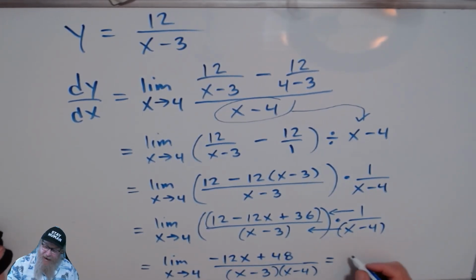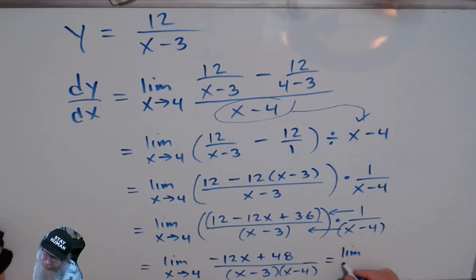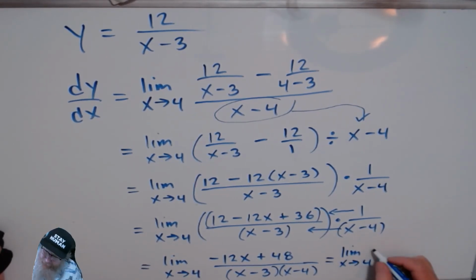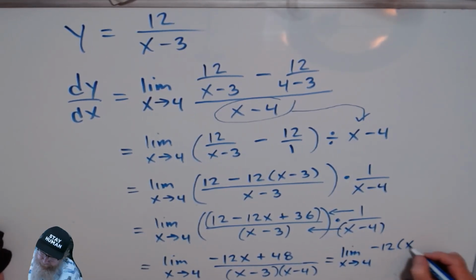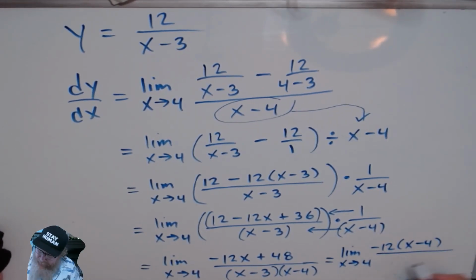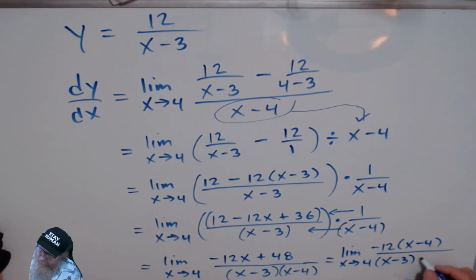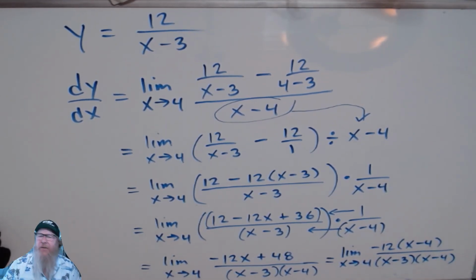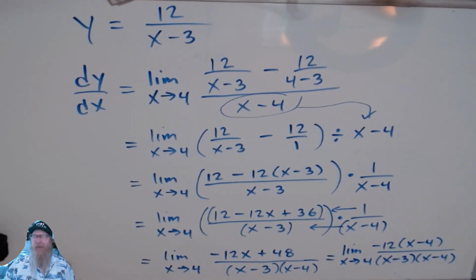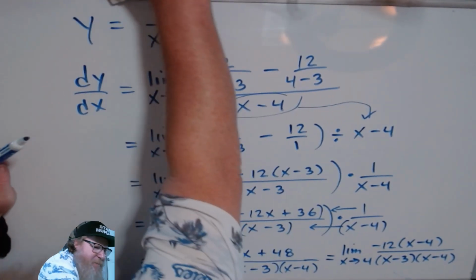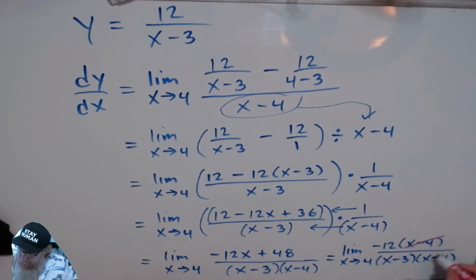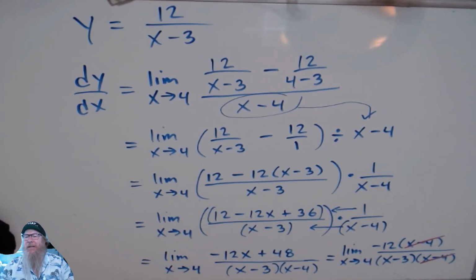Now I'm going to factor out a negative 12. And there it is. If you don't get a matching pair, then you know you did something wrong. See the x minus 4? It has to have a match. Otherwise, you've done some arithmetic or algebraic error.